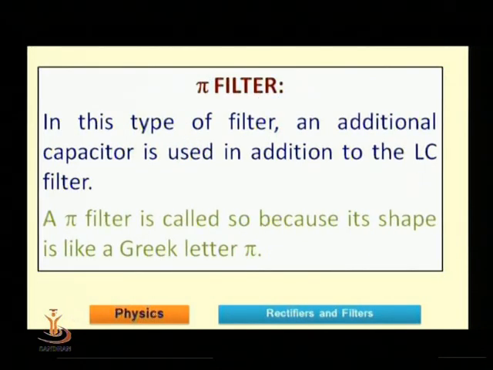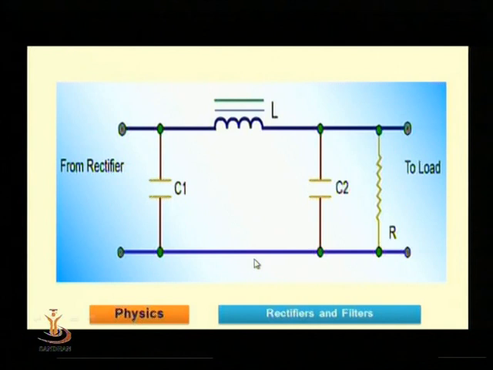And the best configuration for the filter is the pi filter. In this type of filter, an additional capacitor is used in addition to the LC filter. A pi filter is called so because its shape is like the Greek letter pi. This one is the configuration of the pi filter.